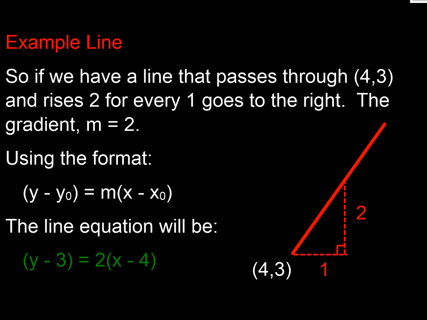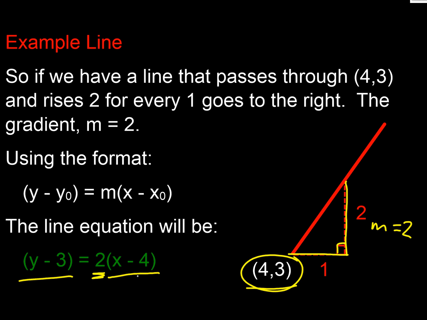Let me give you an example. If I start at the point 4, 3, and I've got a gradient triangle where for every one I go along, I go up 2, then m equals 2, doesn't it? So m is 2 to put into this equation. And I'm going away from the point 4, 3, so the base of my triangle is x minus 4, and the vertical side is y minus 3. That's a very simple way of constructing the equation. I can then simplify it and play around with the numbers, but that's the quickest way of constructing it.